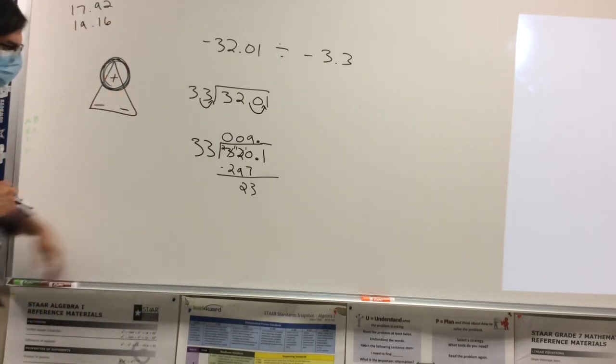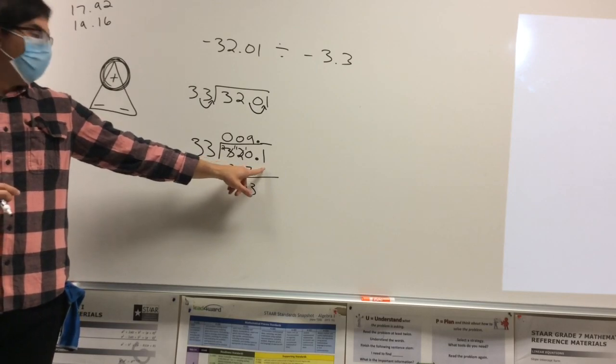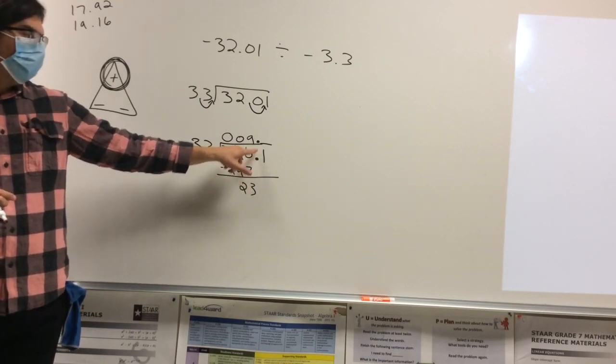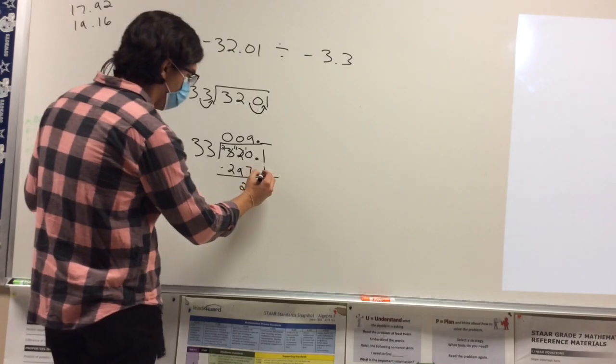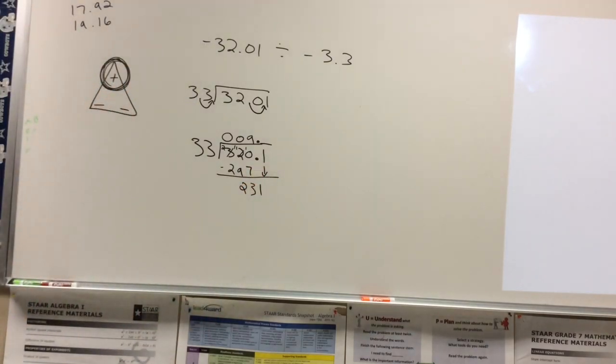Perfect, thank you. At this point, 23, I need to bring down this number. Do we agree? Yes. My decimal's already taken place, so I don't need to add a decimal. I'm just going to bring down this 1. And now we can figure out how many times does 33 go into 231. How many times does 33 go into 231?